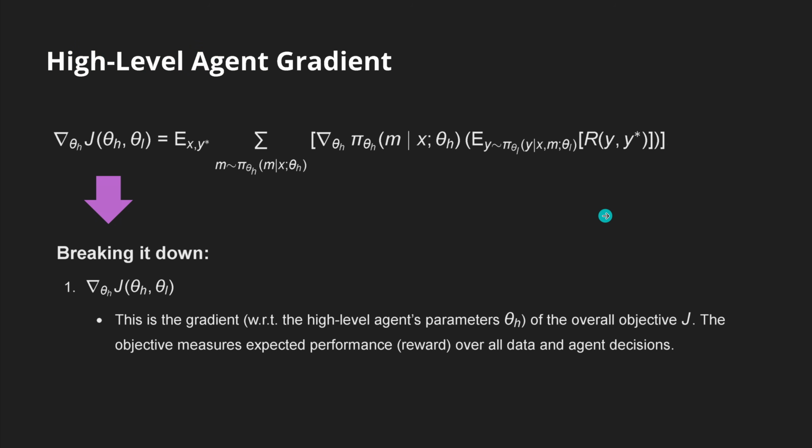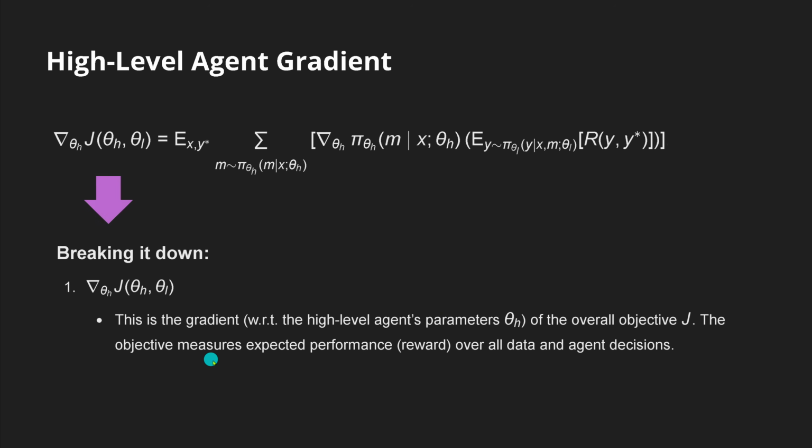So, okay, we have to start from the beginning now. High-level agent gradient. We have to calculate this. This is how the system works. This is the code we want to write. So, let's start at the first, and let's make it systematic. We have here a nabla J. This is the gradient with respect to the high-level agent's parameter theta h of the overall objective J.